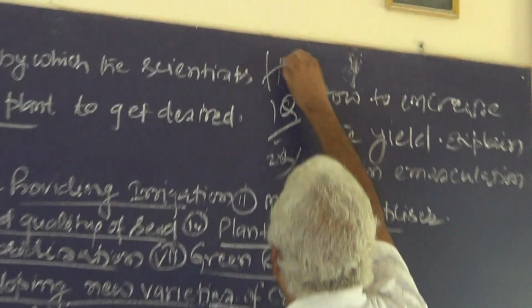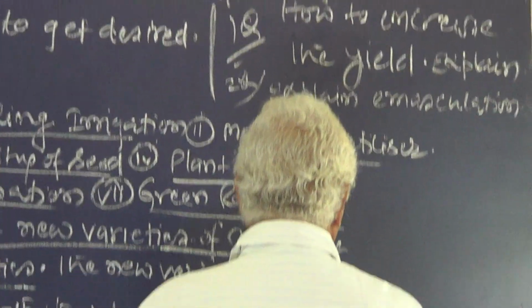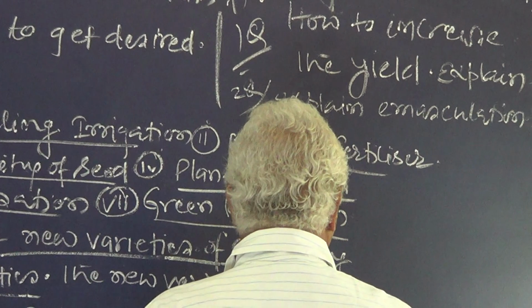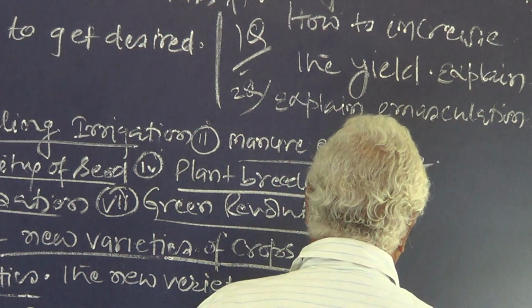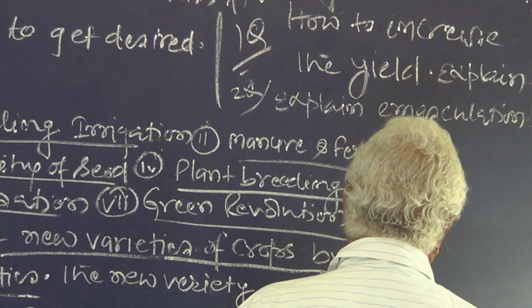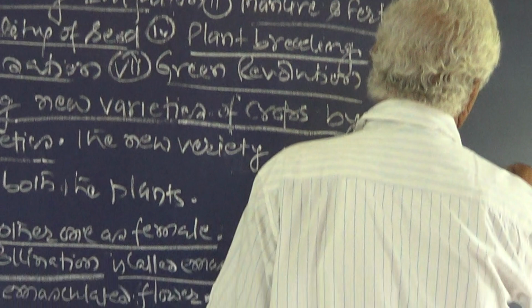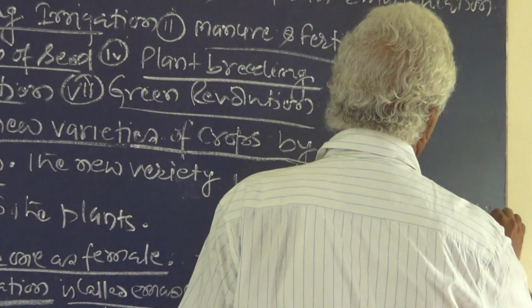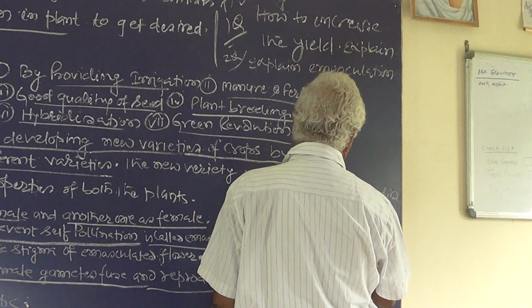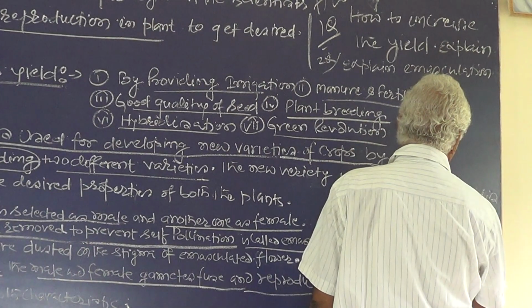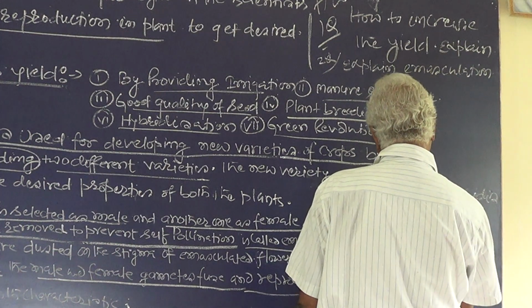Now, these are homework 1 and 2. Now, question number 3: Explain hybridization, and why we need this.